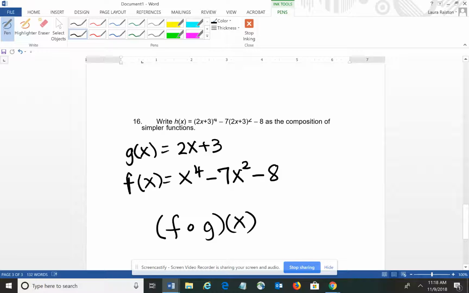Now, honestly, if it's a multiple choice question on that particular type of problem, just work your way backwards and see which composition gives you that result.